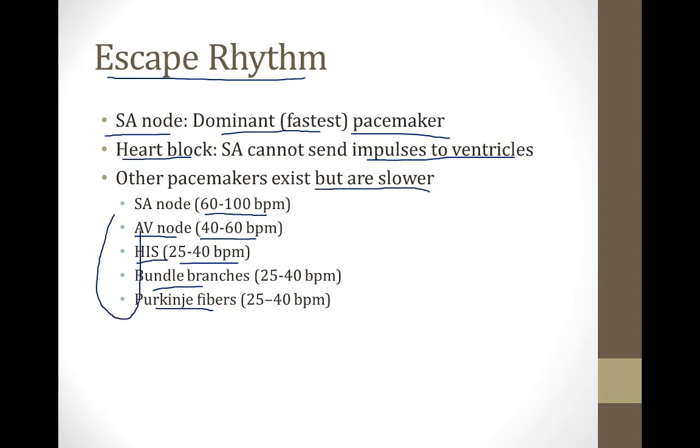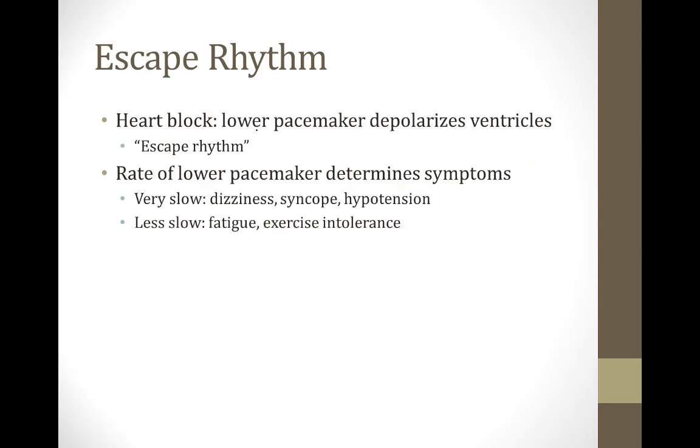So if one of these lower pacemakers takes over because the SA node is not working because of AV block, this will result in depolarization from a lower pacemaker but at a much slower rate. So when there is heart block, a lower pacemaker depolarizes the ventricles, and we call this generation of an escape rhythm by a lower pacemaker. And the rate of that lower pacemaker is going to determine the symptoms for the patient. If the lower pacemaker is very slow, there will be a low cardiac output, and this will cause dizziness and syncope and hypotension. On the other hand, if that lower pacemaker is less slow, then the patient may only have symptoms of fatigue or exercise intolerance.